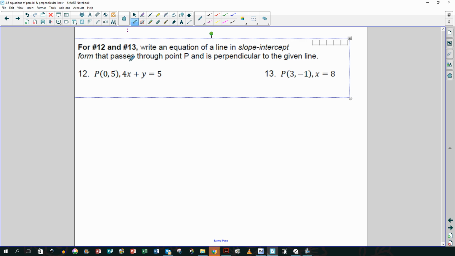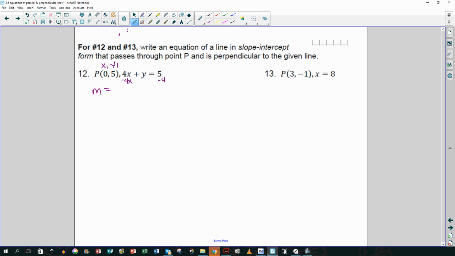So I still have my x1 and my y1. My slope is, I don't know what my slope is because it's not in slope-intercept form. So I need to subtract 4x from both sides. So y is -4x plus 5, because remember those are unlike terms. So the slope is -4.